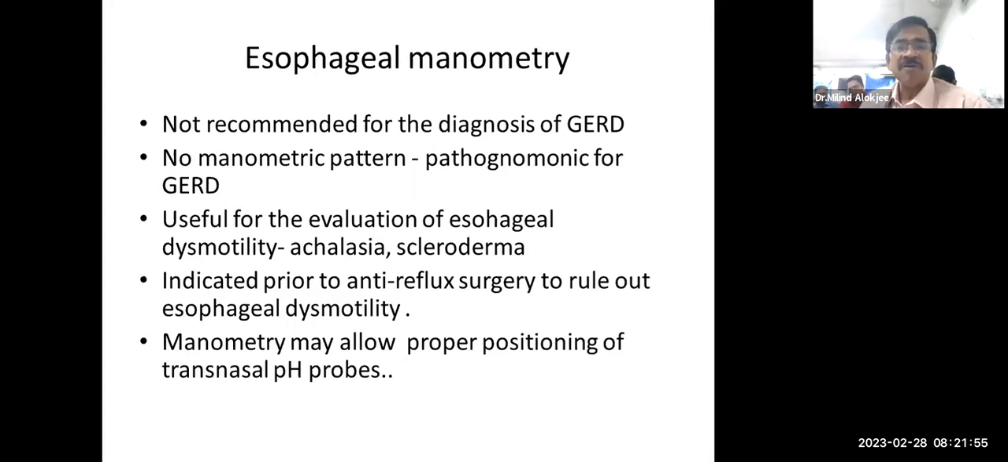Esophageal manometry is not recommended for diagnosis of GERD, but once you have planned management of GERD in the form of an anti-reflux procedure, one needs to do esophageal manometry because this study will diagnose any underlying esophageal motility disorder like achalasia or scleroderma. So this has to be done prior to anti-reflux surgery to rule out esophageal dysmotility.